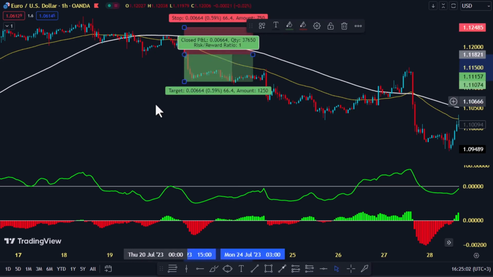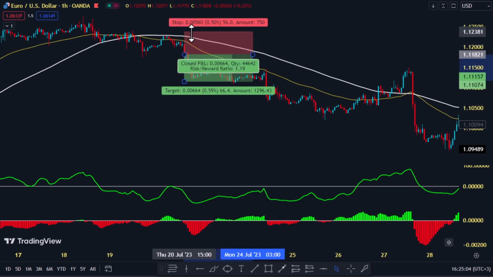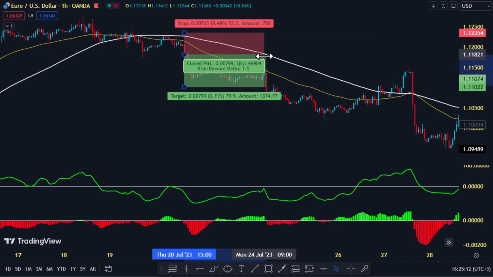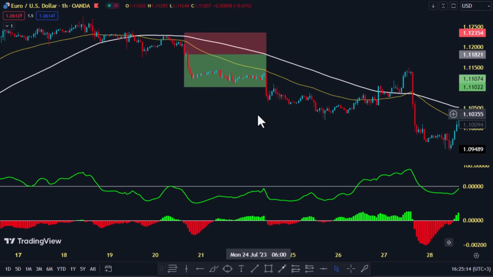When setting your stop loss, you can rely on EMA 50 or stick with the recent swing high. And for your exit plan, think about targeting a risk-to-reward ratio of 1 to 1.5 as your primary trade goal.